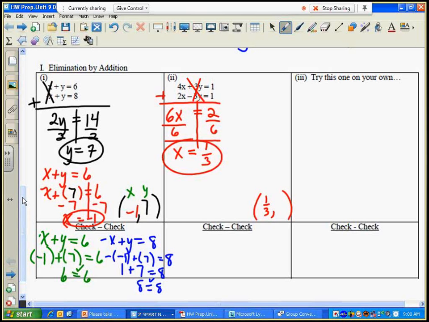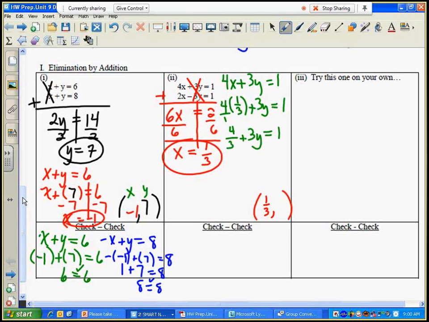Okay, so I've got 4x plus 3y equals 1. This might get a little nasty, but you guys can hang in there. All right, let's see. 4 times 1/3 plus 3y equals 1. 4 times 1/3, just put the 4 over 1. You got 4 times 1 on top, 1 times 3 on the bottom. That's just 4/3.